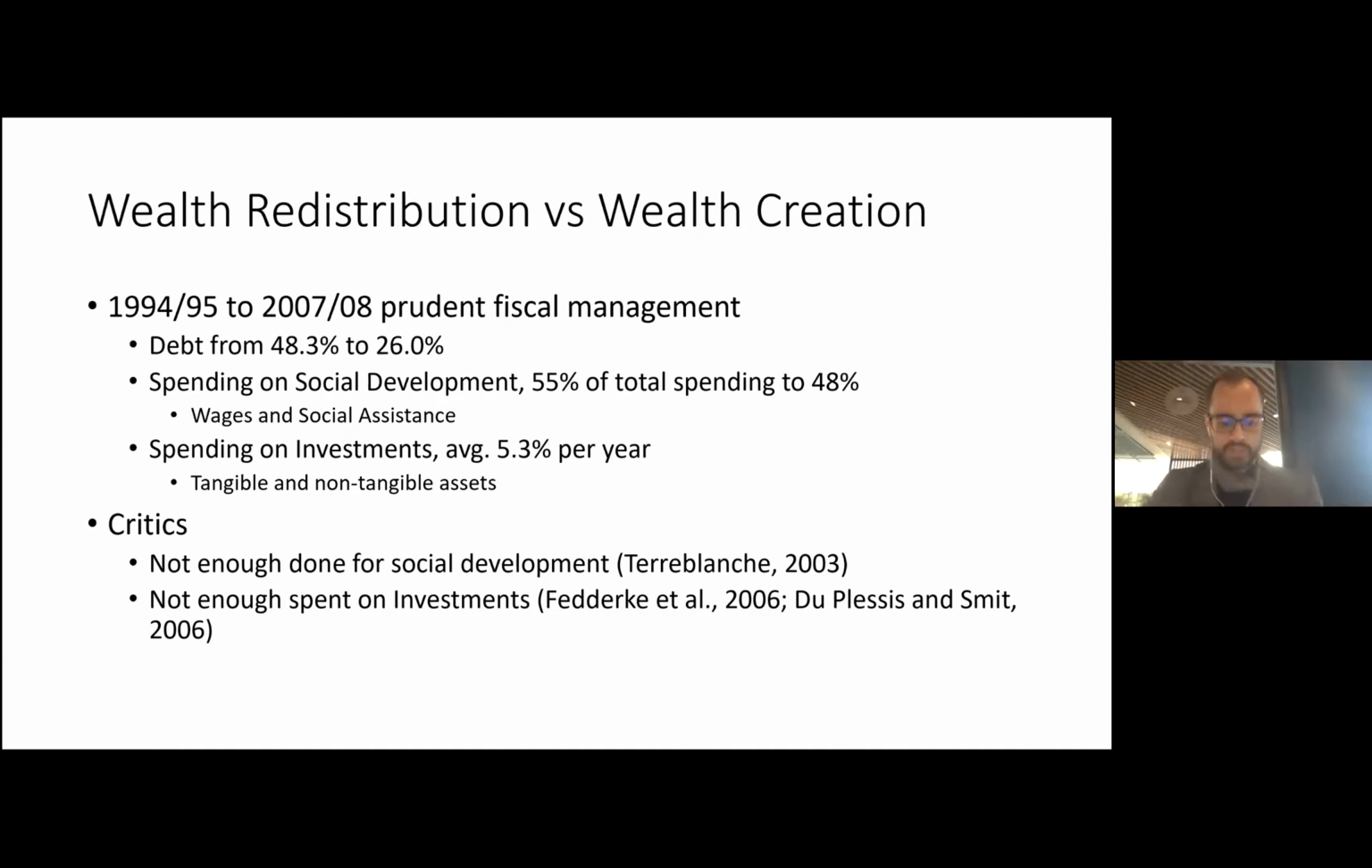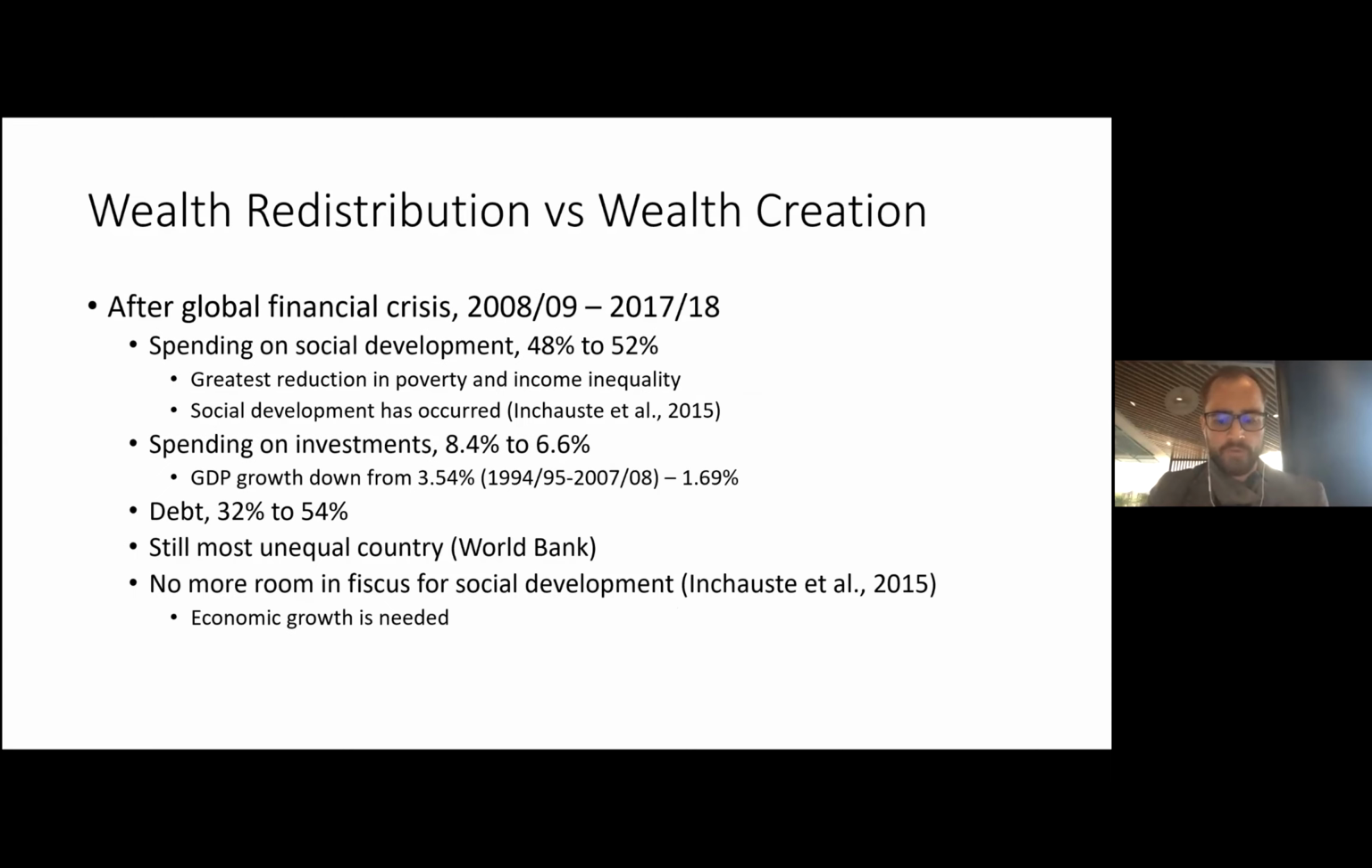During this period, critics believe, I'm going to keep an eye on the clock, not to waste too much of your time. Critics, not enough was done in terms of social development. So really going at this reduction of 55 to 48%, and then not enough was spent on investments. And I think that was the crucial part, and some of the main protagonists there, Fedderke and Stats, Professor Duplessis and Smith down there in Cape Town.